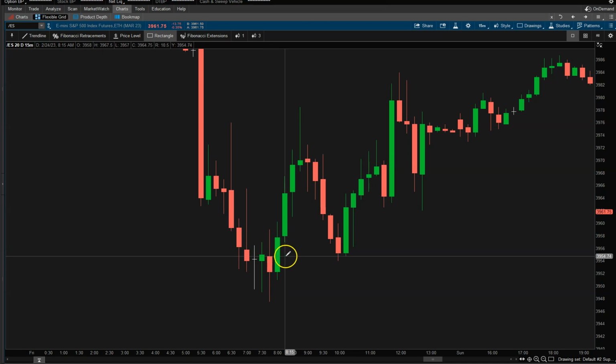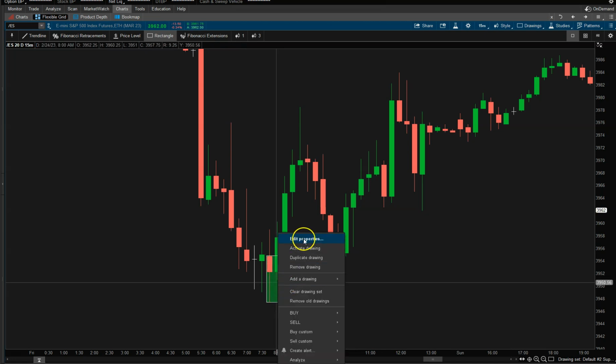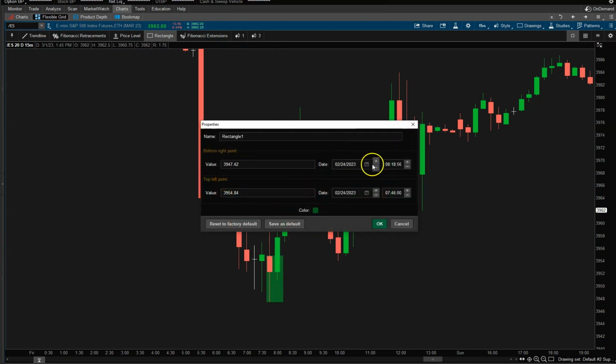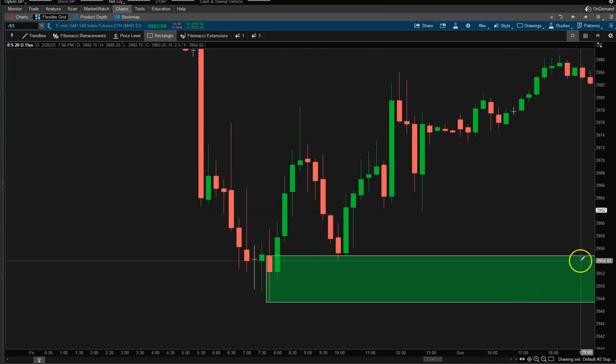When we find these, what I like to do is, right where the scene of the crime, or the launch pad, where it takes off, I'm going to use this red candle, the high of the body of this candle right here. This is where I'm going to start to draw my demand zone. I'm going to take this demand zone and send it all the way out to the right.